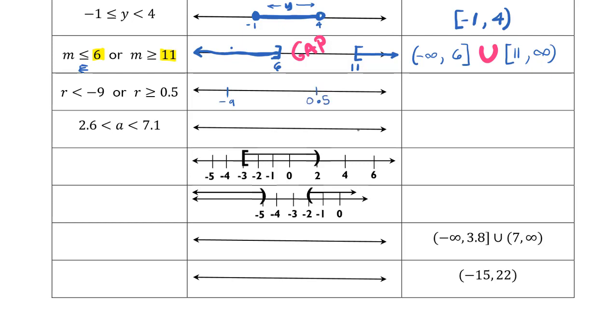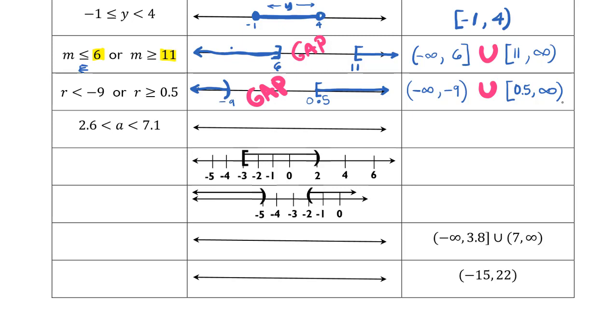And then I need to figure out whether I need a parenthesis, open dot, or bracket, closed dot. R less than -9 is a parenthesis opening to the left. R greater than or equal to 1/2 or 0.5 is going to be a bracket opening to the right. Again, there is a gap in between. And so I will have a union between the two parts. My intervals will be -∞ to -9, close parenthesis, union, open bracket, 1/2 or 0.5, comma, infinity, close parenthesis.